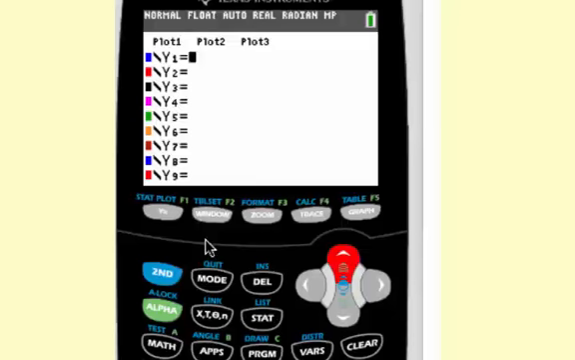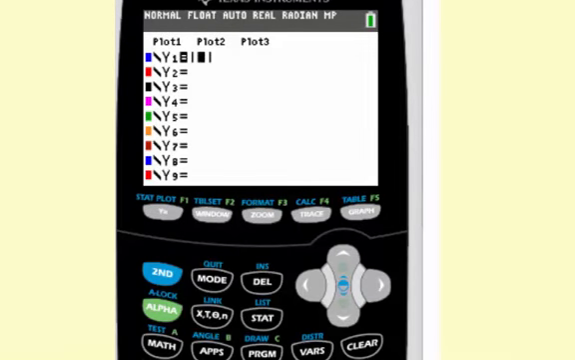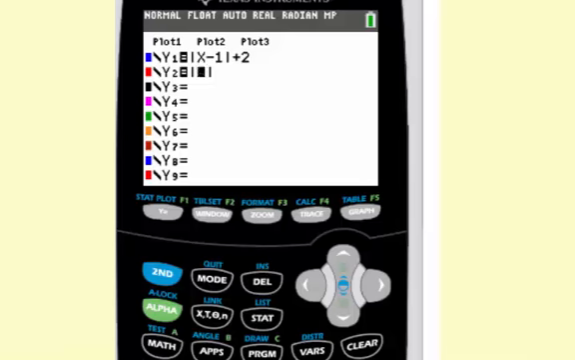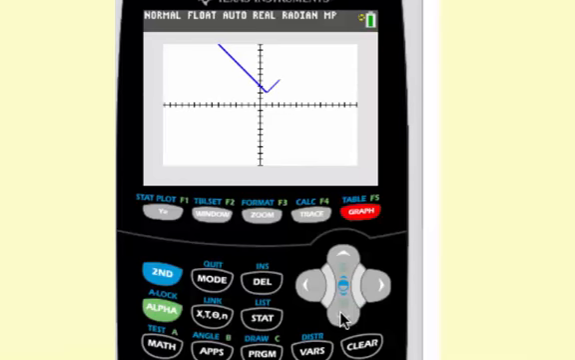So f of x is the absolute value of x minus 1 and then plus 2. And we're saying g of x is the absolute value of negative x minus 1, then plus 2. There's f of x, and there's g of x.